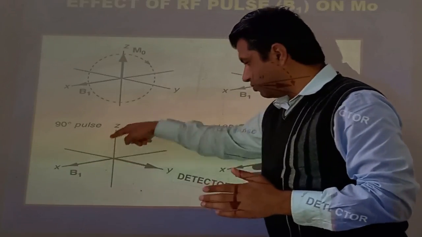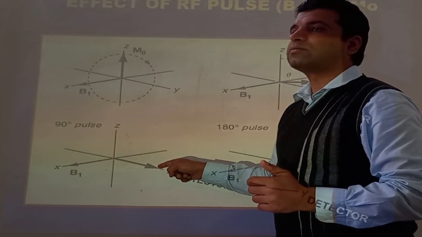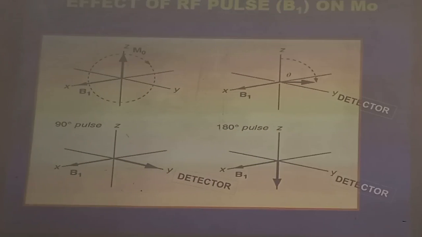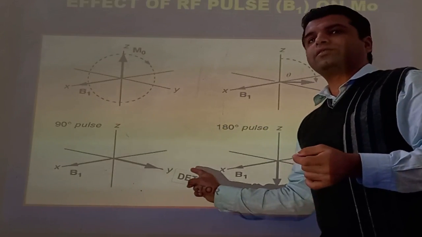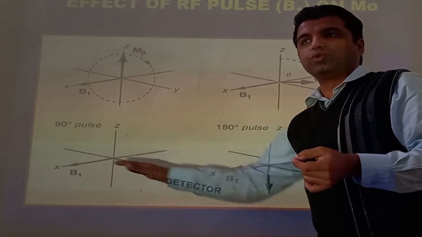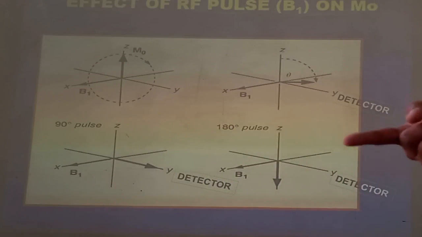So from z it will come and lie exactly on the y-axis, and this angle is actually the duration of the pulse. So you give a pulse to your nuclei for a duration that takes it from the z-axis towards the xy plane through an angle of 90 degrees.